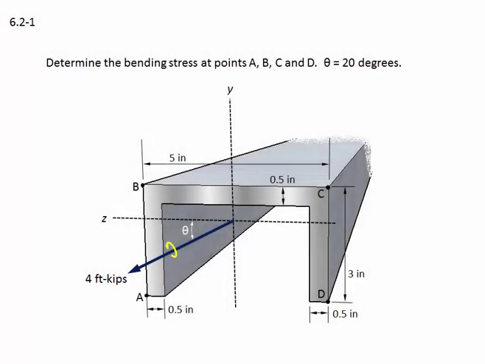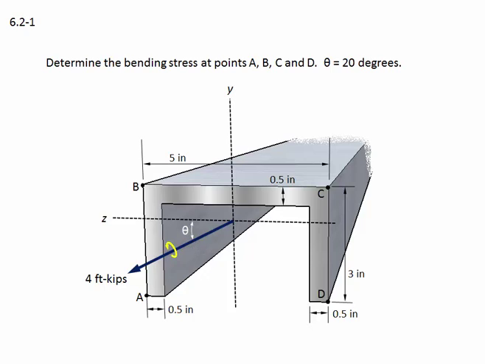Problem 6.2-1. Determine the bending stress at points A, B, C, and D. Theta is equal to 20 degrees. Here is a C channel, and points A, B, C, and D are the corners. And there is an unsymmetric bending moment being applied, and here is the angle theta.